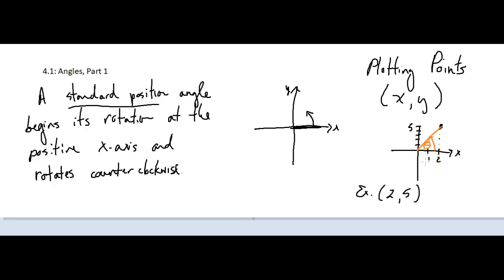Okay, this should set you up for the rest of Chapter 4, and look for Part 2, which is about angle conversions, the rest of the topics in 4.1. Thank you.